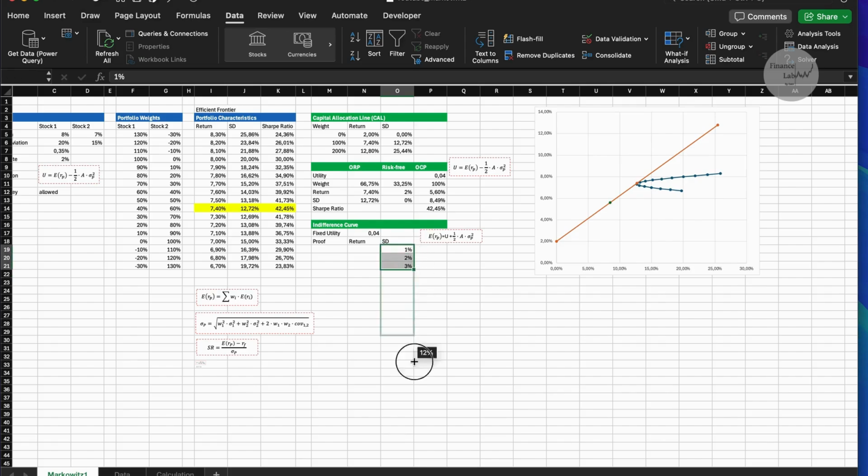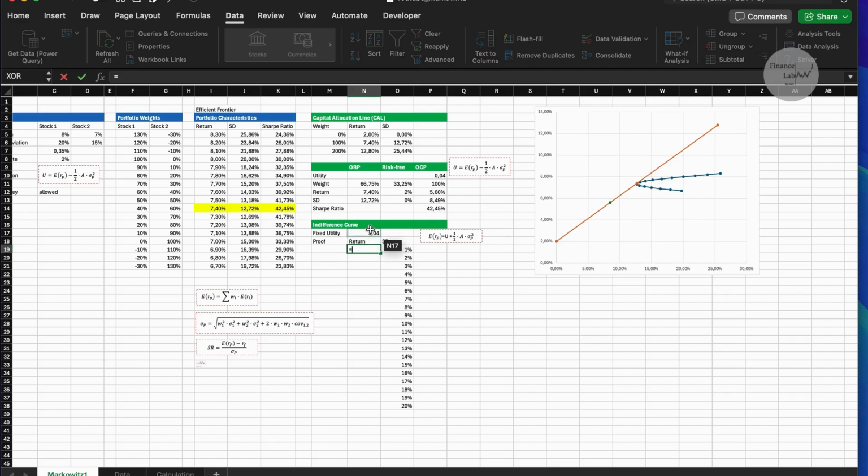With this maximized utility, we can just solve the utility function for the expected portfolio return to get values for the indifference curve. We have to select a few standard deviations, and with them and the utility, we compute the portfolio return. After this, we plot these values to get our indifference curve. On the indifference curve are all combinations of return and standard deviation that give the investor the same level of utility.